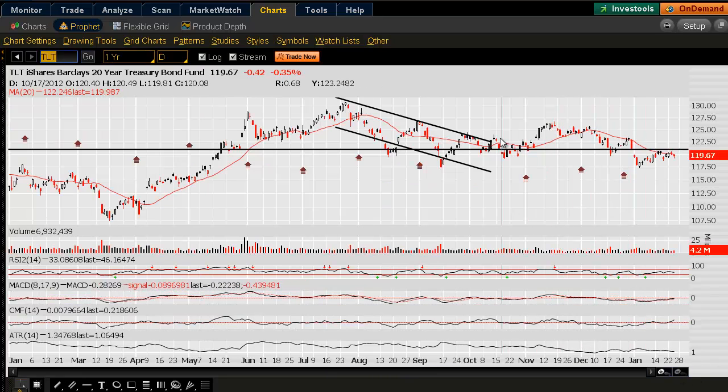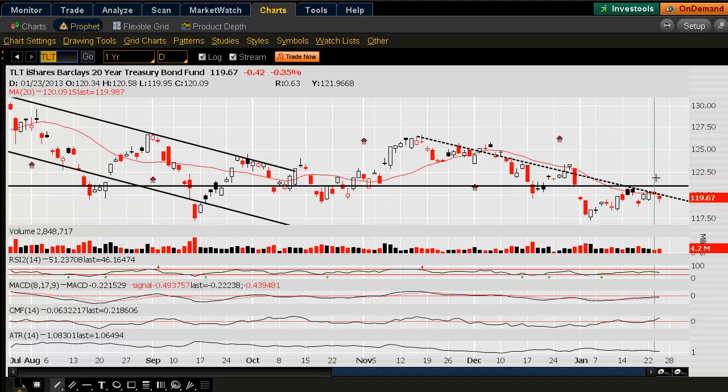But recently here, we are in a little bit of a downtrend. And as with the market moving higher, we are seeing the treasuries start to ease a little bit lower.